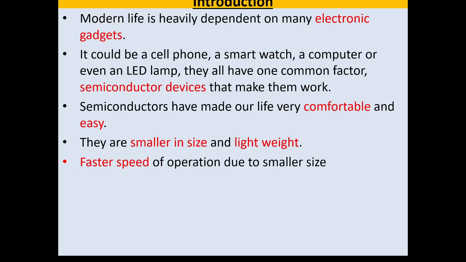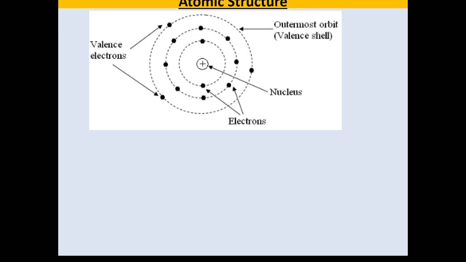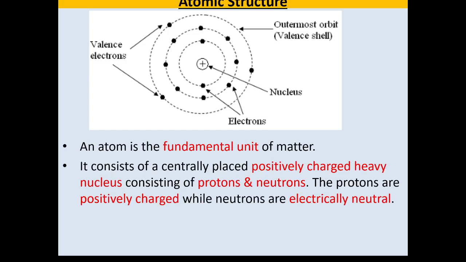Before going to study semiconductors in detail, we should know about atomic structure. As we know, an atom is the fundamental unit of matter. It consists of a centrally placed, positively charged, heavy nucleus. This nucleus contains two types of particles, protons and neutrons. Protons are positively charged, while neutrons are electrically neutral, that is, they do not contain any charge. And that's why we say that the nucleus is positively charged.